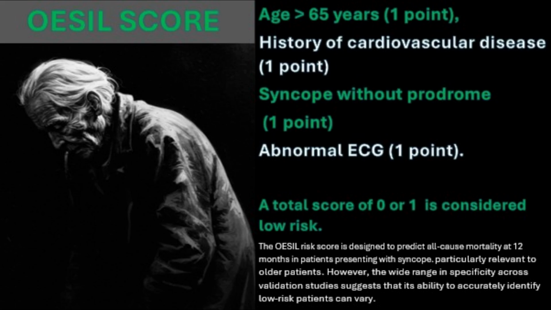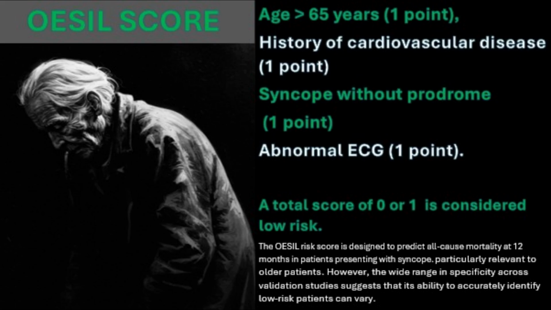Validation studies have reported varying sensitivity, 88 to 97%, and specificity, 11 to 73%. The OESIL score focuses on long-term mortality and includes factors particularly relevant to older patients. However, the wide range in specificity across validation studies suggests that its ability to accurately identify low-risk patients can vary.